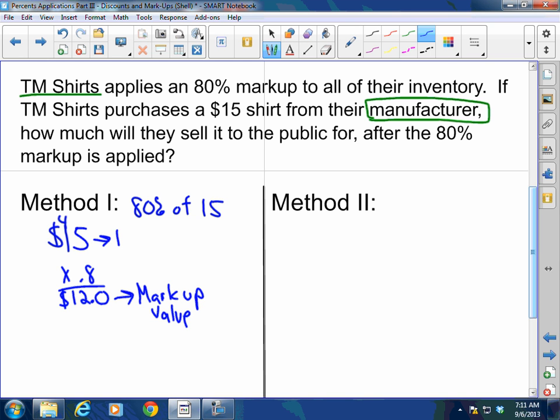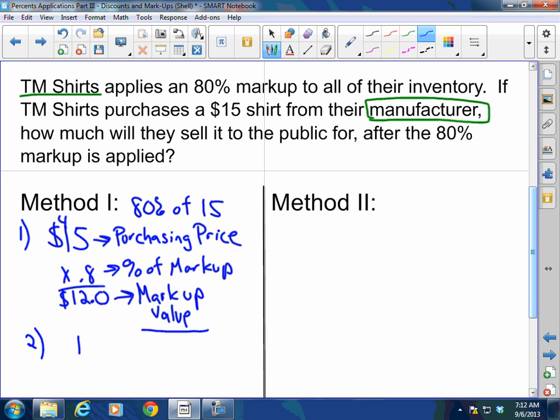Again, you have the purchasing price. You have the percent of markup. And then you find the actual markup value. Now, that's step one. Step two, you have the $15 that you paid for the shirt plus the $12 markup gives you $27, and that's your selling price. And as you can see, it is more than what you actually paid for, so you are making $12 on every shirt.